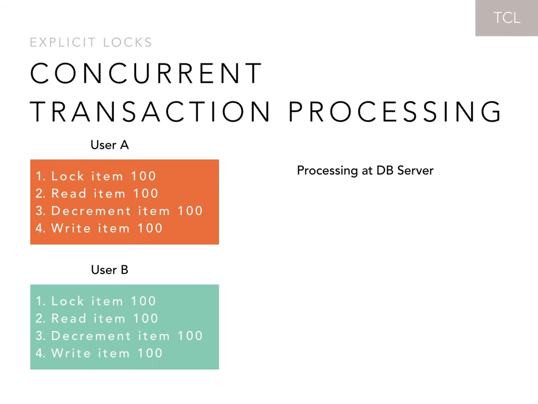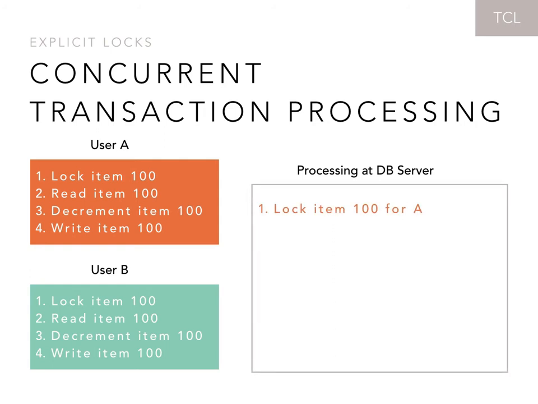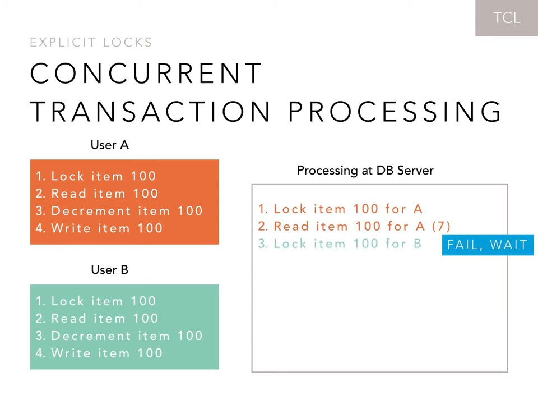So this is the same setup as before, but now you have to issue a lock first. So when this is processed at the database server, user A gets the lock on item 100. It's then read. User B tries to lock the item, but it's already locked. So that lock fails, and user B's processing has to wait.